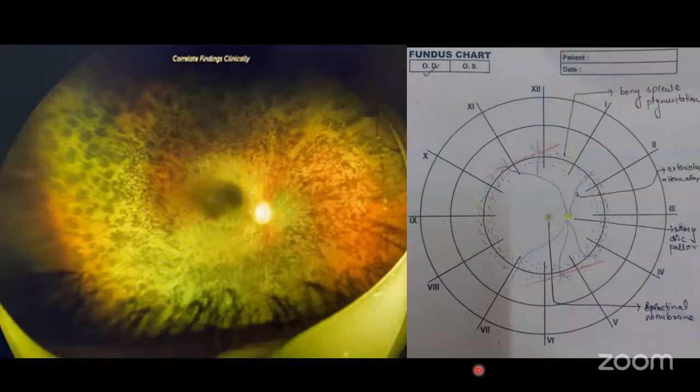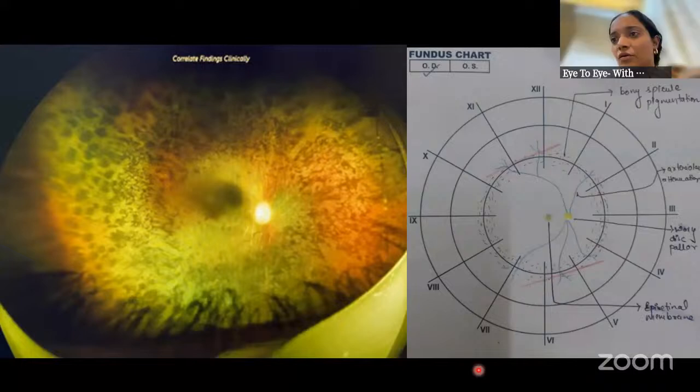Yes, ma'am. So in any fundus drawing, this color coding is very, very important. There is something I published recently in Delhi Journal of Ophthalmology. It's a good article, if I may say so myself. It's very resourceful for color coding and drawing for all types of retinal pathologies. So if you go through it, you will see how to color code for everything.